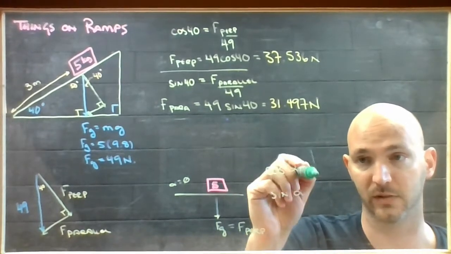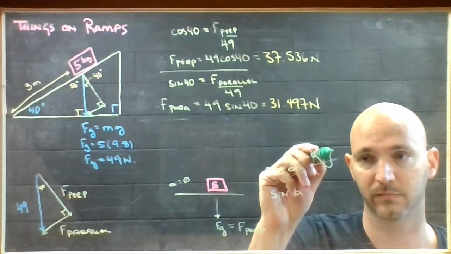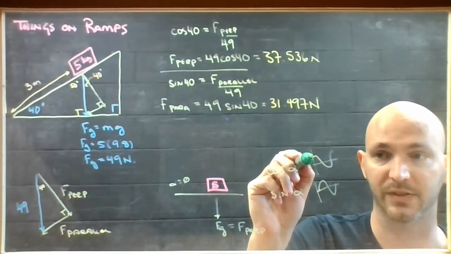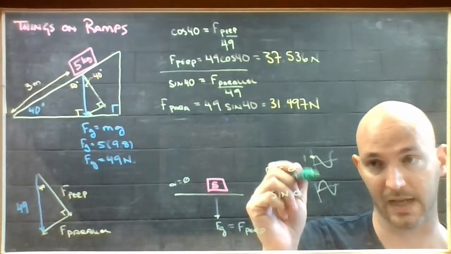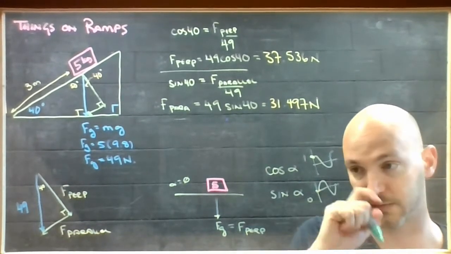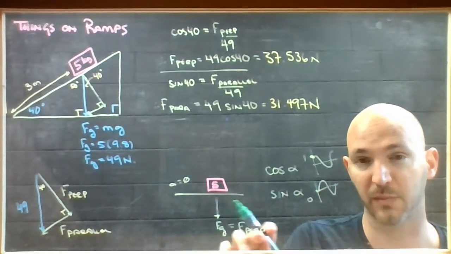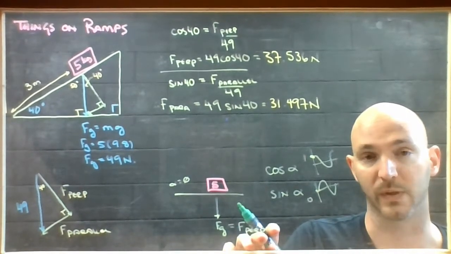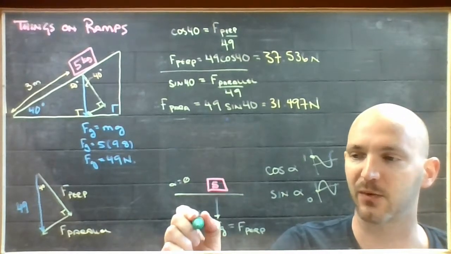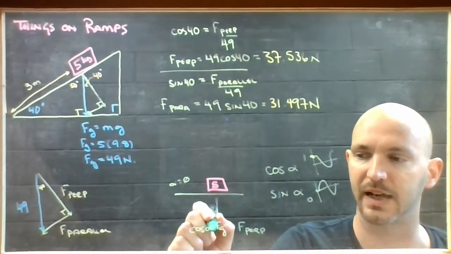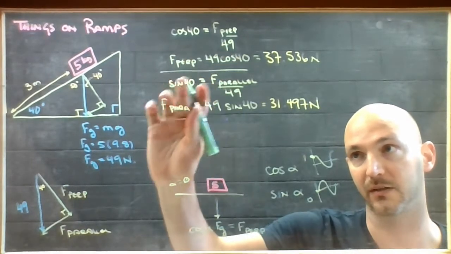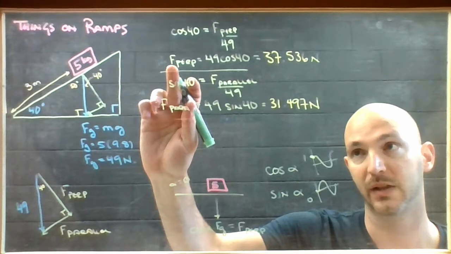And cosine looks like this, and sine looks like this. This function is worth 1 when alpha is 0. This function is worth 0 when alpha is 0. So this thing, this perpendicular force, has to equal the force of gravity when the thing is flat, which means that this force of gravity must have a cosine alpha attached to it. So you notice that happened up here, right? The perpendicular part had the cosine.